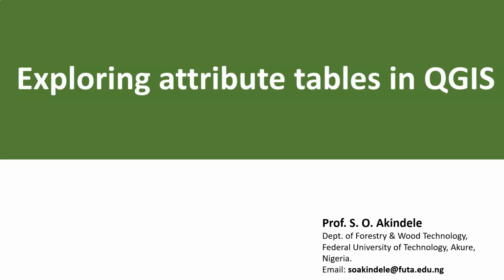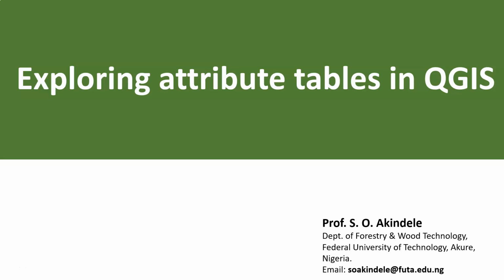You will recall that in one of the past videos I made, I showed us how to label layers. Now, one of the things we use in labeling is the field we got from the attribute table. So we want to see how we can edit the attribute table, how we can remove layers, how we can add to it, how we can make changes in the content of the attribute tables.